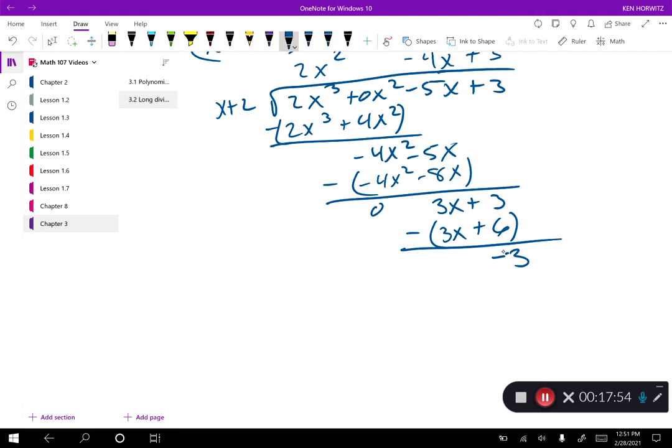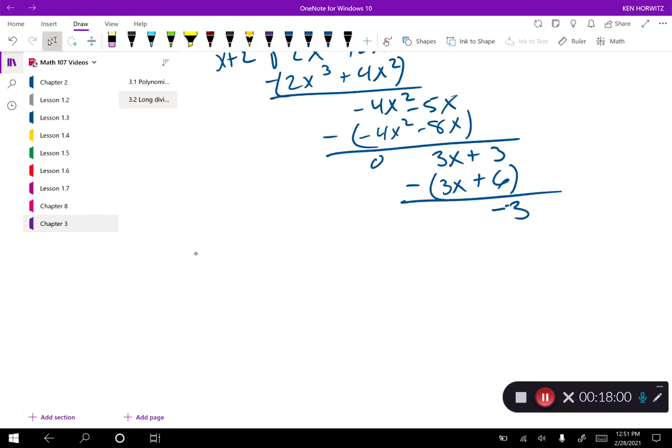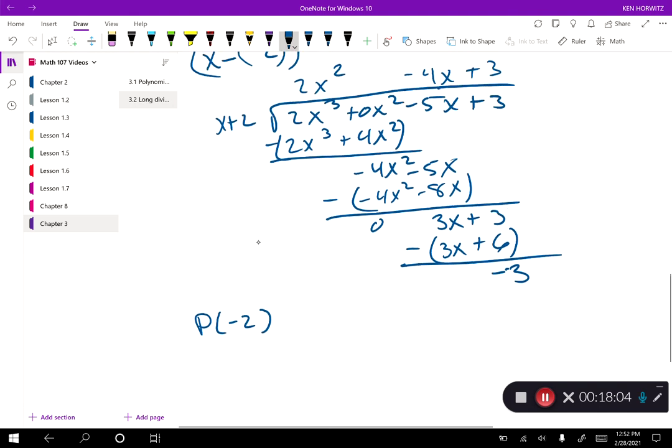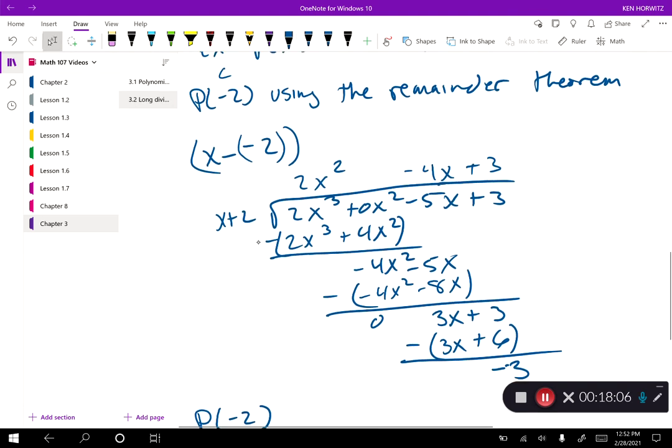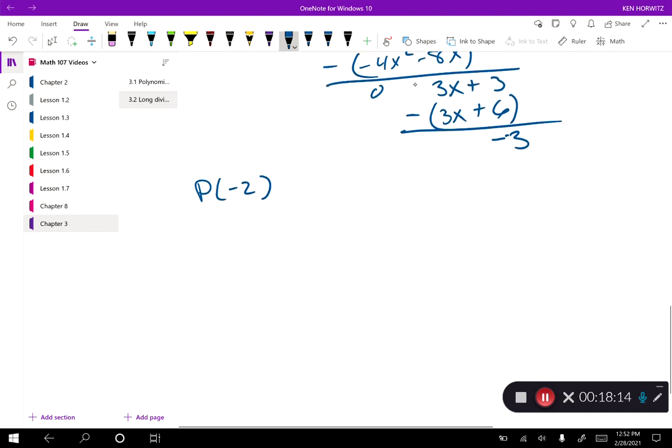All right. So now the great way to check your work is this. You can just check what is p of -2. This is not an especially long polynomial. So you can do p of -2 right here. Plug it in and see what you get. You should get -3. I definitely encourage you to check your work all the time, no matter what.